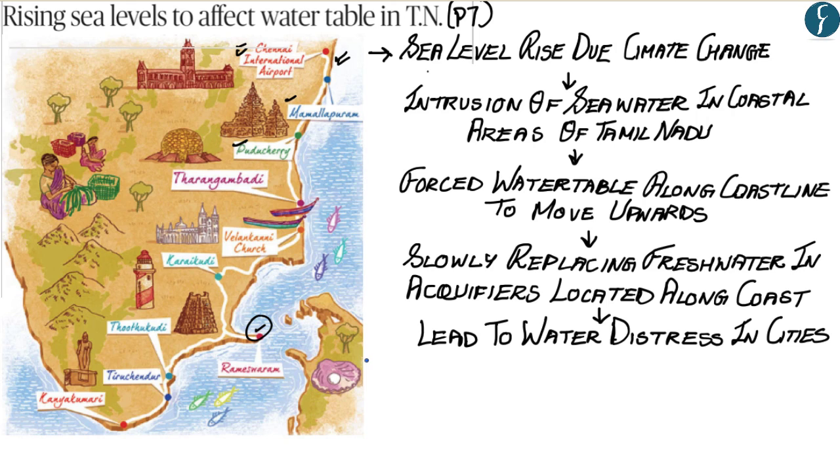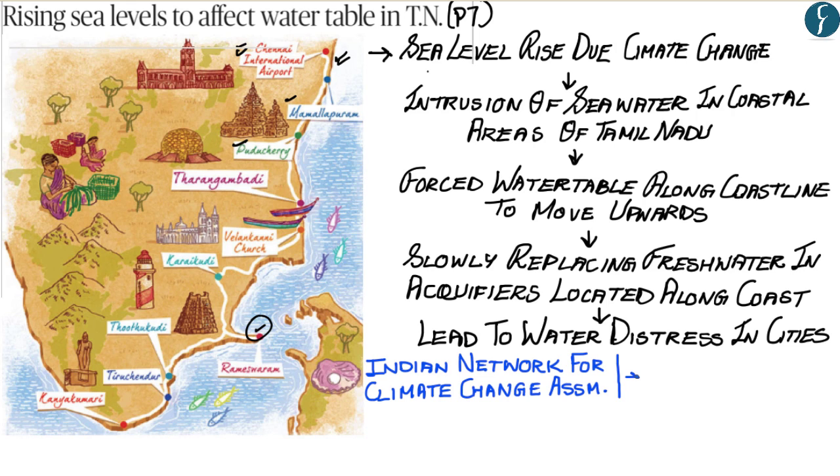Now, apart from this, there's one more thing that you needed to understand from this article, whereby this article highlights the Indian Network for Climate Change Assessment. Now, this Indian Network for Climate Change Assessment is under the Ministry of Environment, Forest and Climate Change. And it is a comprehensive network of more than 125 research institutions which are spread across the country. And in addition, it also has more than 250 scientists who are working under this Indian Network for Climate Change Assessment.